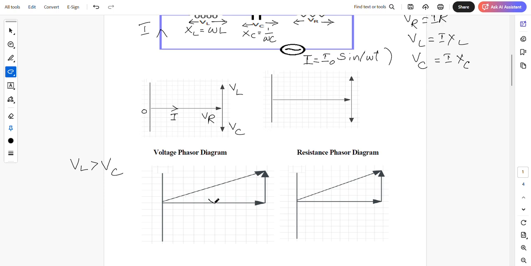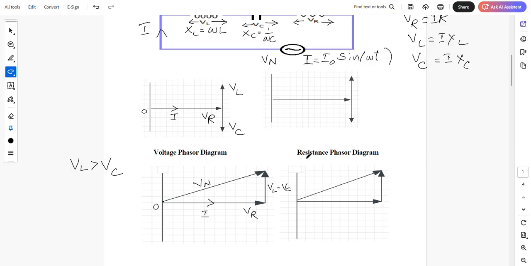This is current I. I am starting from here. This is VR, right? What about this one? If VL is greater than VC, this will be VL minus VC. And what about this one? This is the net voltage. VN is the net voltage. This is VR, this is VL minus VC, and this is VN.